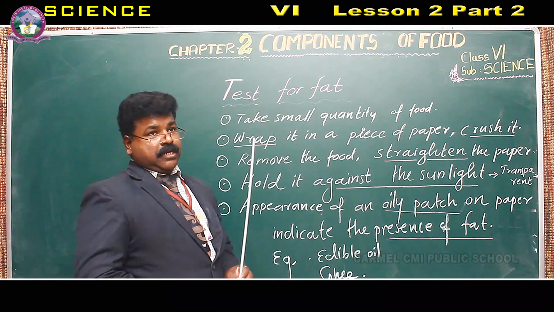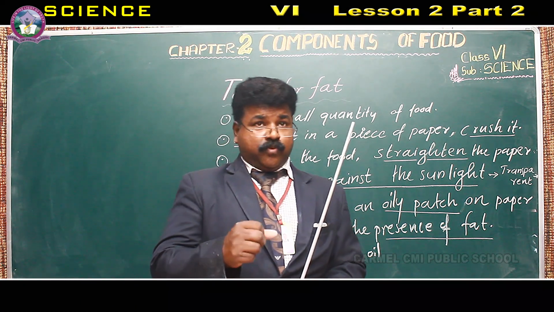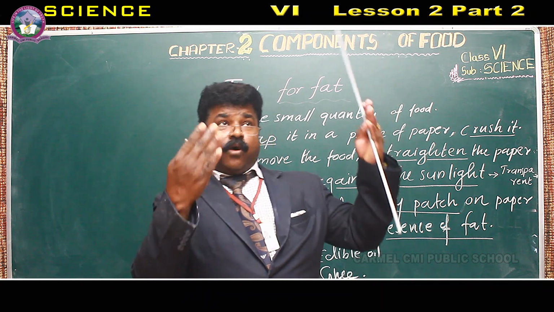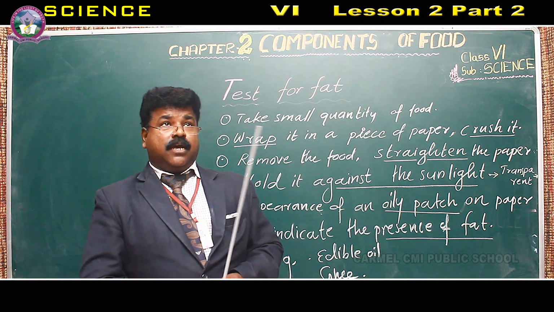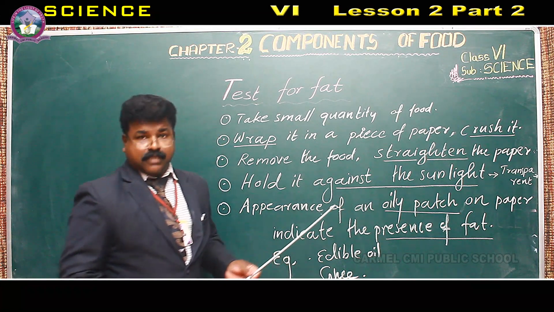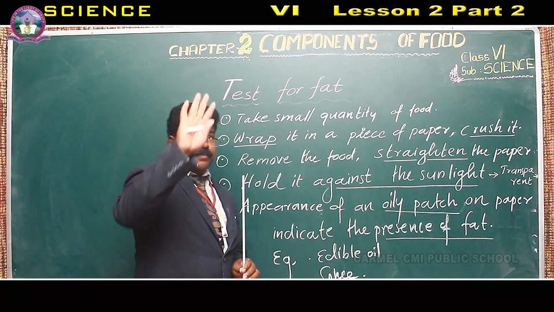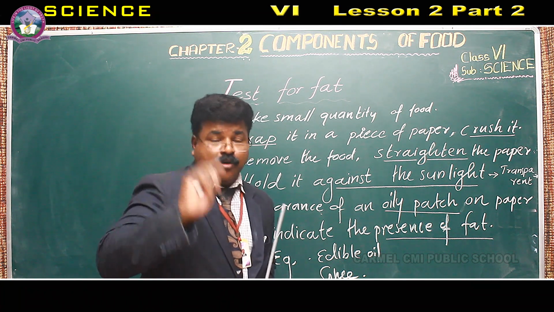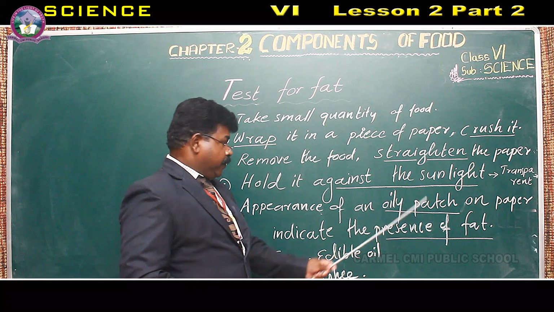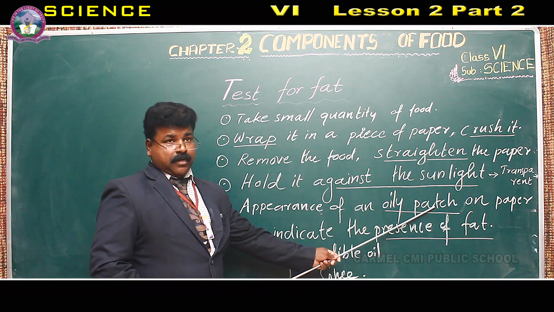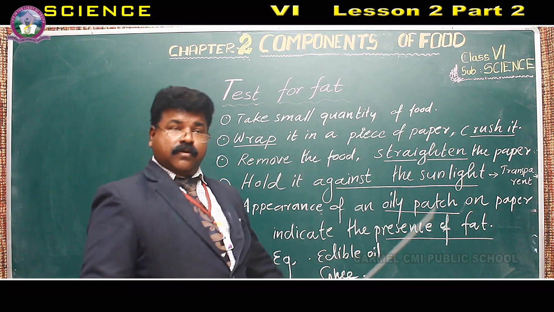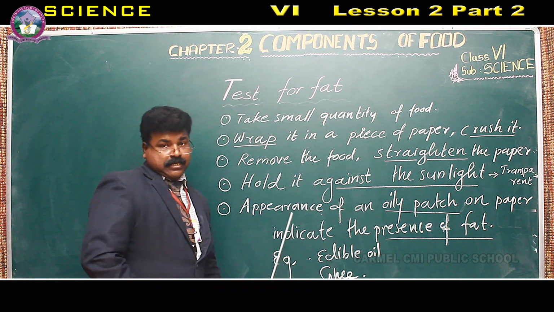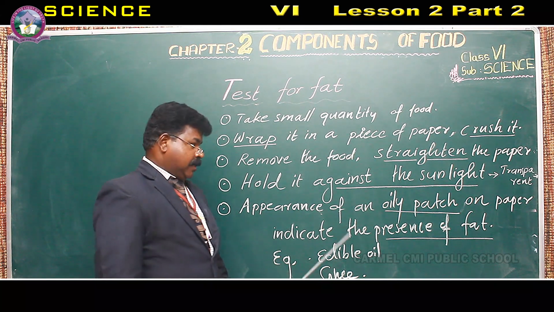After crushing the food material on the paper, you need to remove the food item. Then you have to straighten the paper. Then you hold it against the sunlight. When you keep it against the sunlight, you can observe a transparent area. There is an appearance of an oily patch on the sheet of paper. If that oily patch appears on the sheet of paper, what can we conclude? The food sample which we have taken consists of fat in it. Okay, that you can understand.